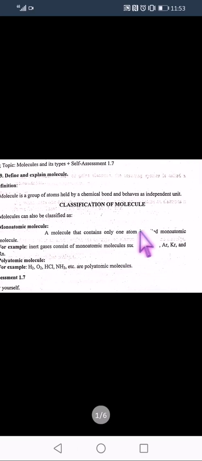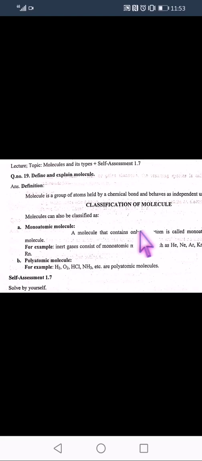And the molecule has been classified into two types. First one is monoatomic molecule and the other is called polyatomic molecule. A molecule that contains only one atom is called a monoatomic molecule. Like, as you can see in the examples: helium, neon, argon, krypton. Fine. If we talk about only one atom, then it will be called monoatomic.